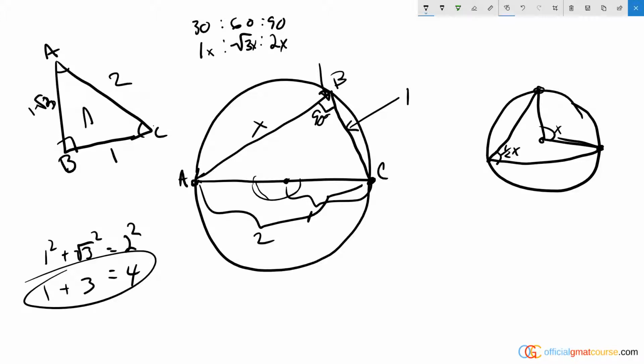Now the area of this triangle is base times height divided by 2. And base and height in a right triangle are just the sides that are perpendicular to the right angle. So I know that my answer is going to be 1 times √3 divided by 2, which is answer choice B.